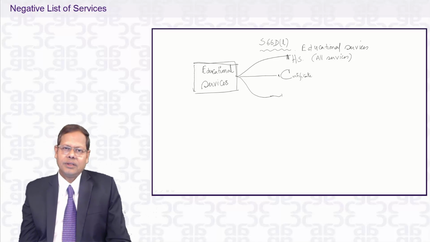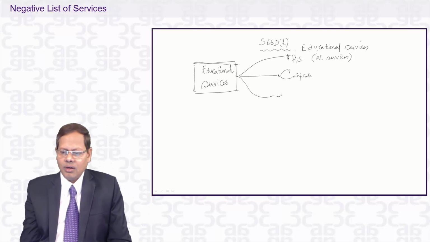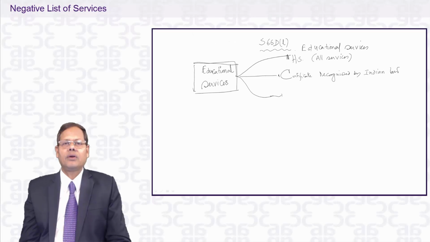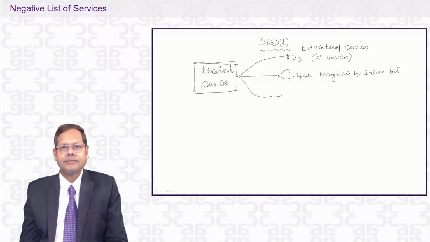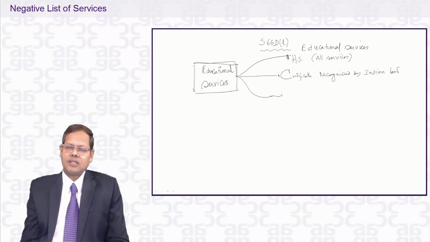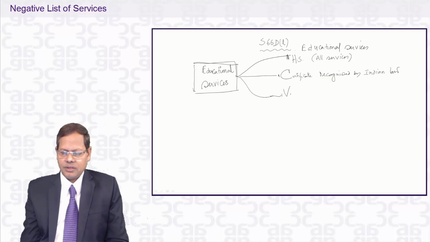Like that MBA, university courses, college courses, colleges, universities, all recognized by law, means Indian law. Suppose they are by foreign laws, if they are recognized by foreign law, then what happens? It's not possible. Only certificate courses recognized by Indian law. Done? And the other one is vocational courses.